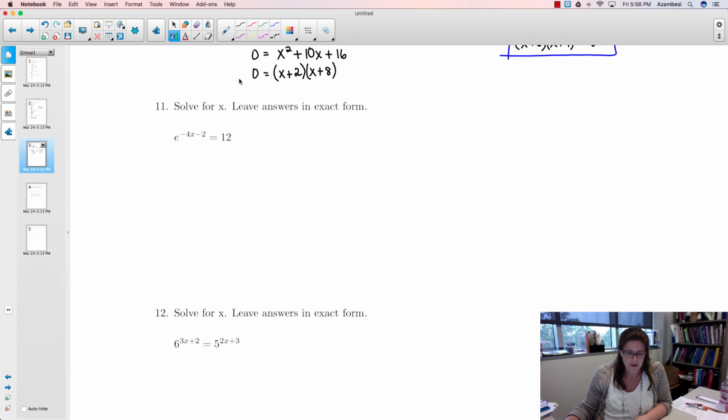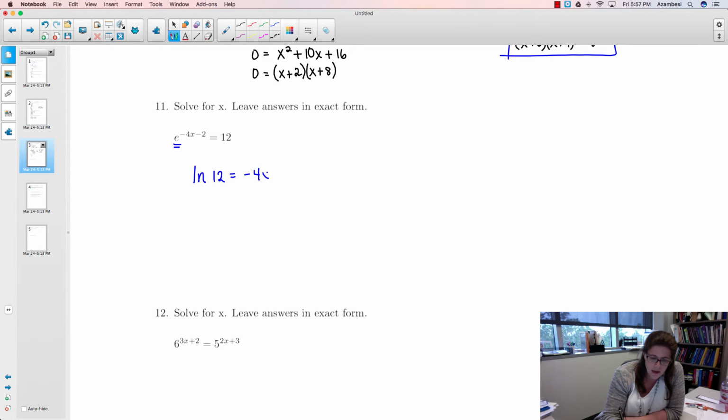Solve for x, leaving answers in exact form. All right, so strategy: same base, isolate, or logs. Now looking at this, it's already isolated for me, so I can turn this into log form. So remember, base e is the natural log. So I have the natural log of 12 is equal to -4x minus 2.